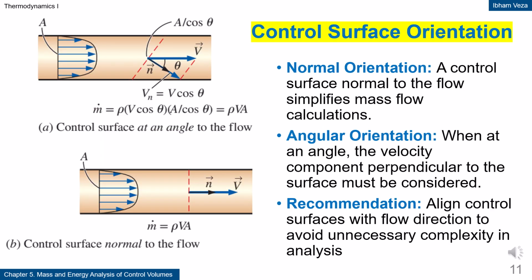Control surface orientation. The orientation of the control surface affects the simplicity of mass flow calculations. When the surface is perpendicular to the flow, the entire fluid velocity contributes directly to mass flow. When the surface is inclined, only the normal component of velocity is effective. This adds complexity because velocity vector projection is required. Therefore, choosing an appropriate control surface orientation is highly recommended.